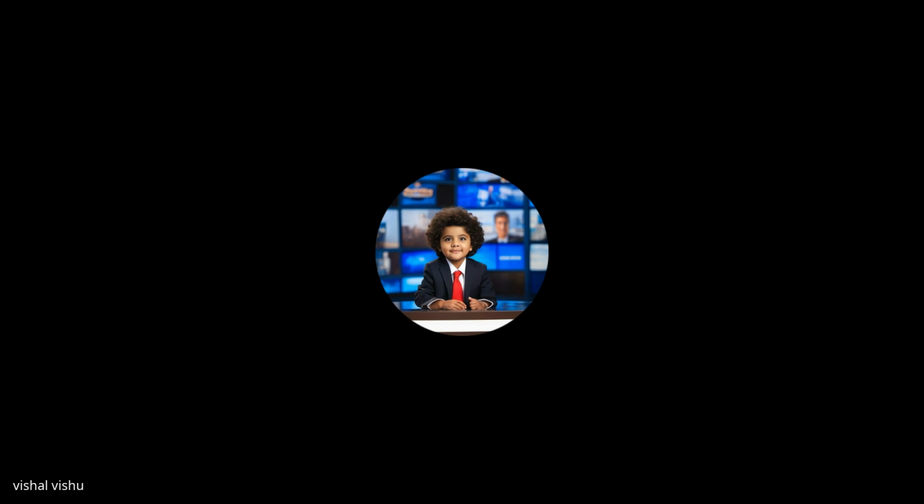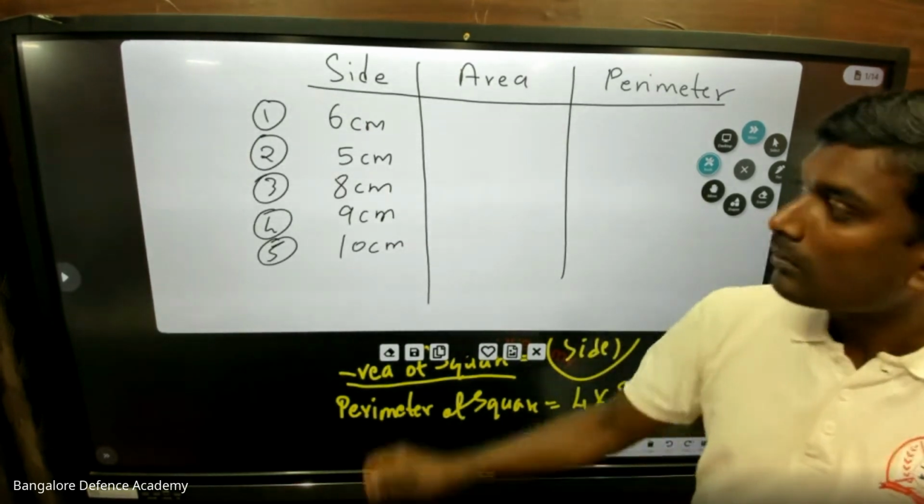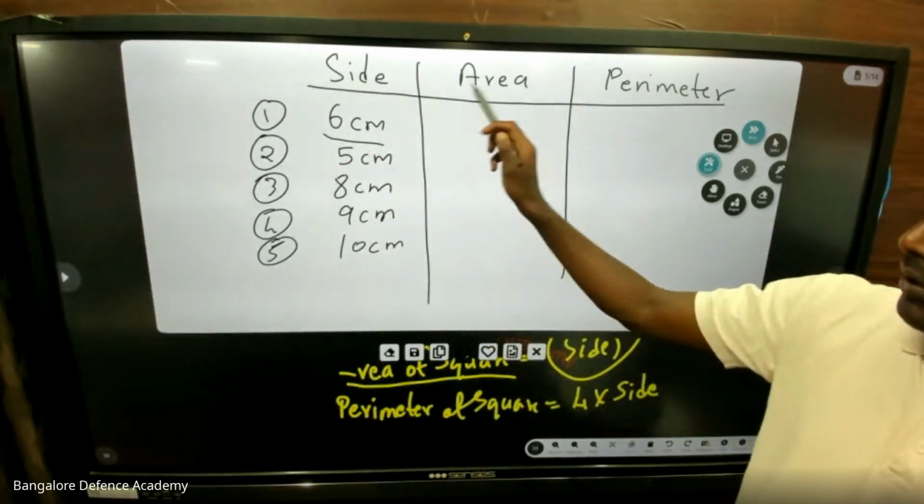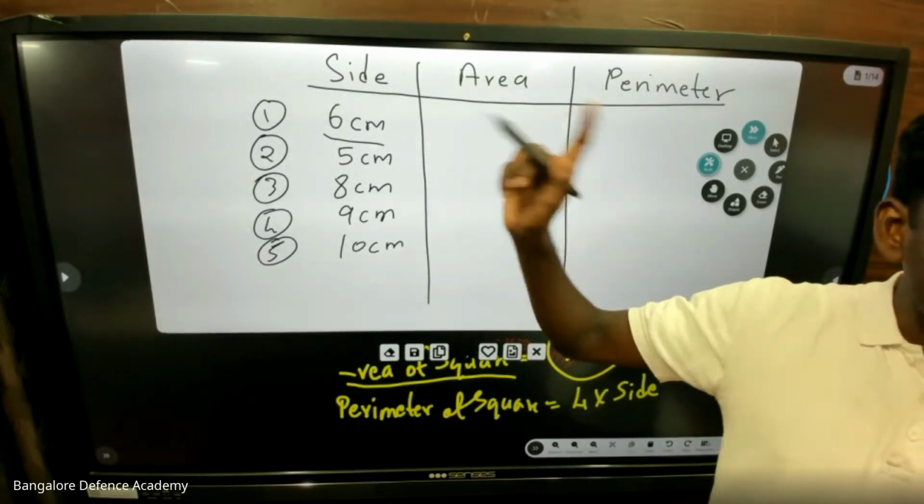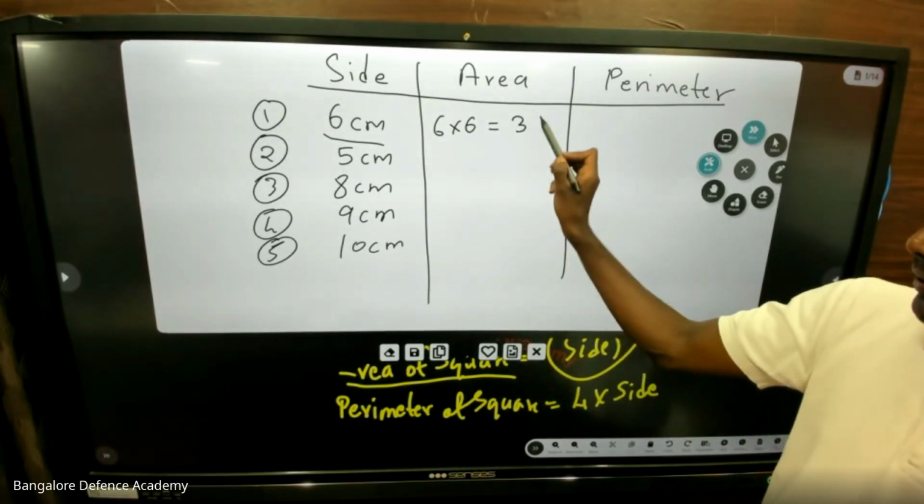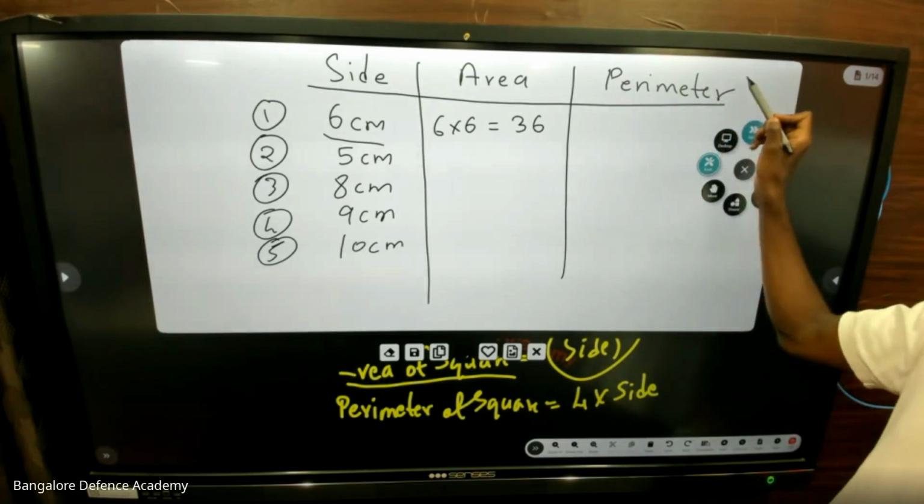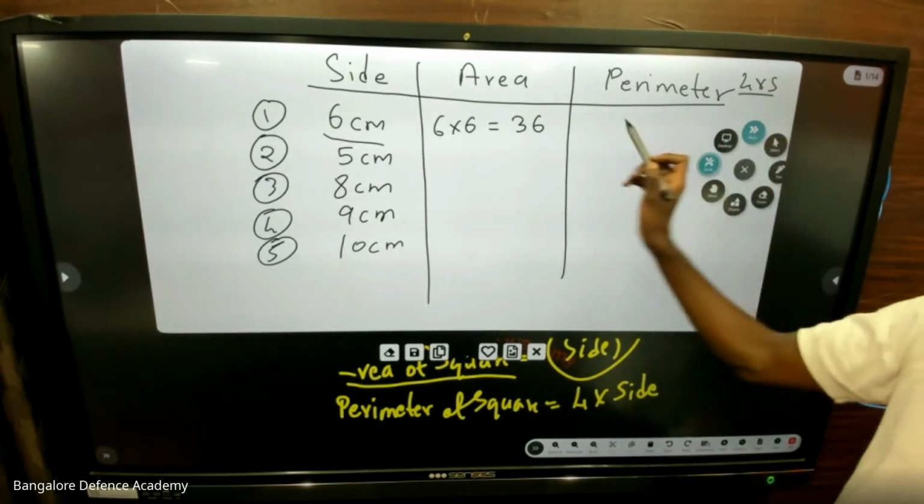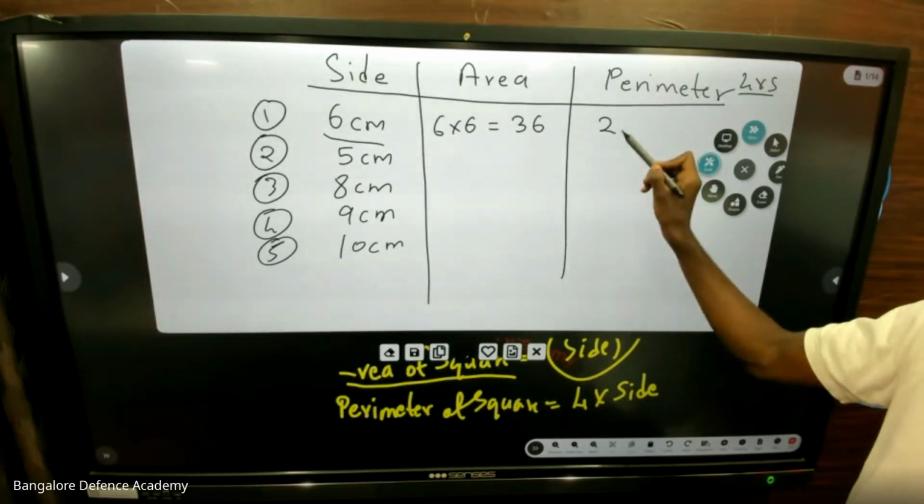Stop writing. Look here. Check your answers. The first side is 6 centimeter. What is the area of a square formula? Side into side. So 6 into 6, 36. What is the formula for perimeter? 4 into side. So 4 into 6, how much do you get?